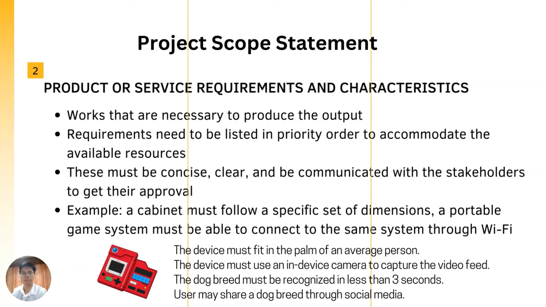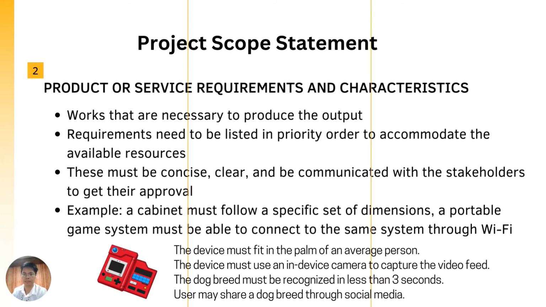The second step of our project statement is the product or service requirements and characteristics. Here, the team must translate what the stakeholders want, what they need, and what their expectations are into the work requirements that are necessary to produce those outputs. These requirements need to be prioritized because they may be a resource issue. These requirements must also be in very concise statements such that no two individuals will interpret a requirement differently. Once these are documented, they need to be communicated back to the stakeholders so that they can review and agree.